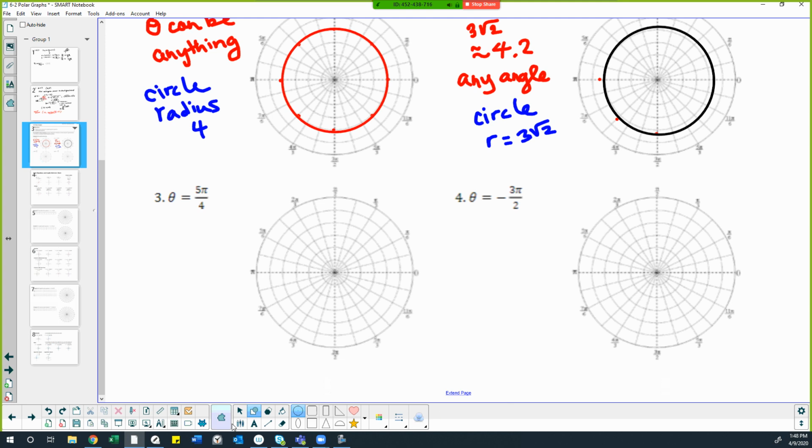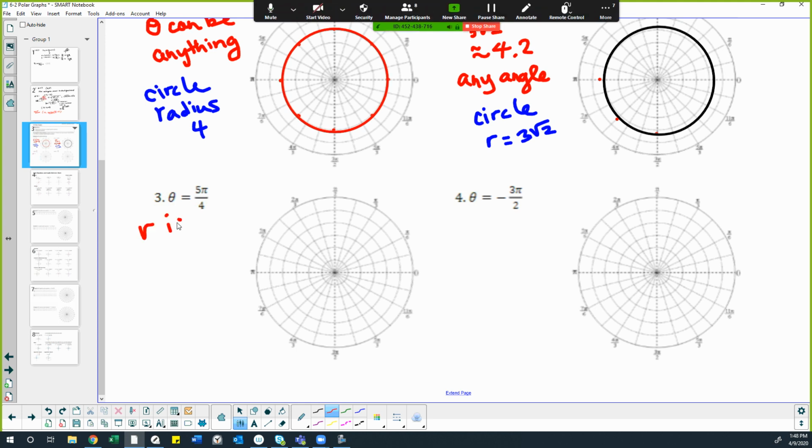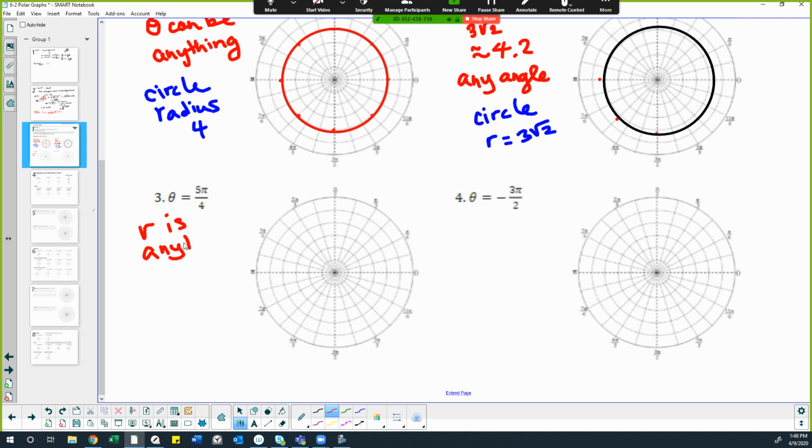What does that tell us about r? R can be anything, right? R is anything. Okay, so all we care about is that the angle is always going to be 5 pi fourths and r can be anything we want it to be.